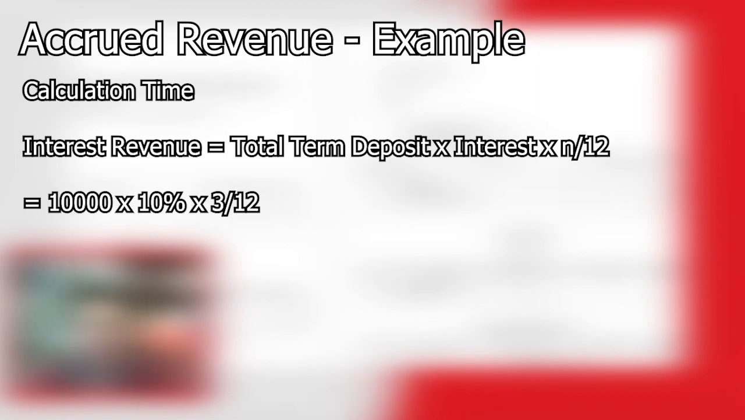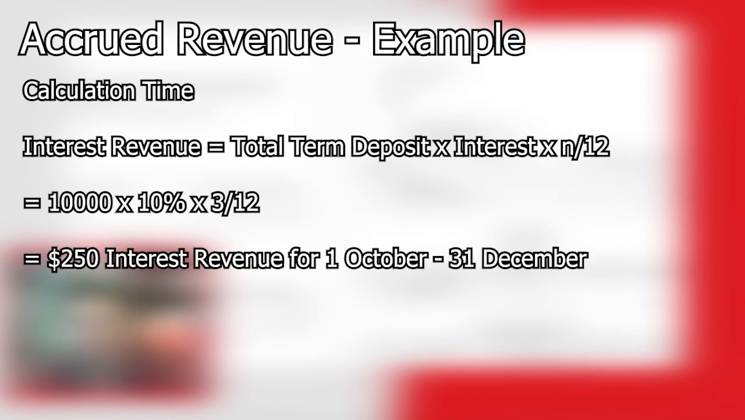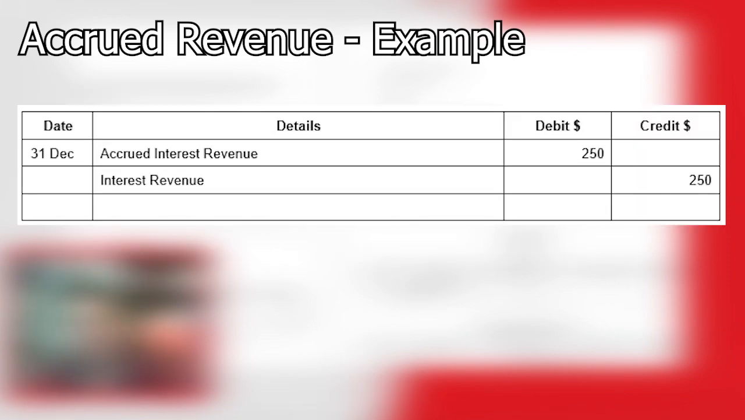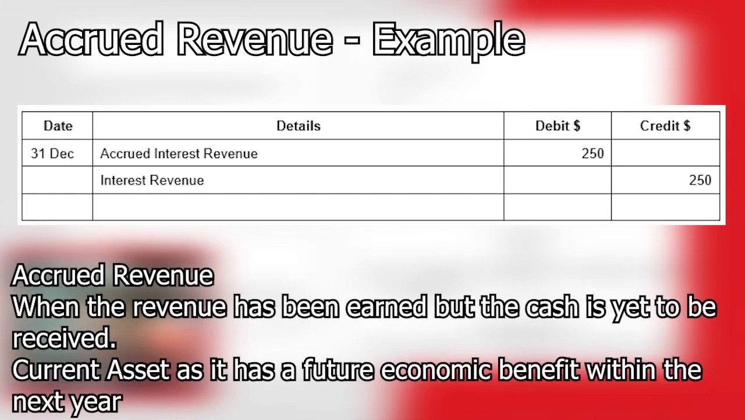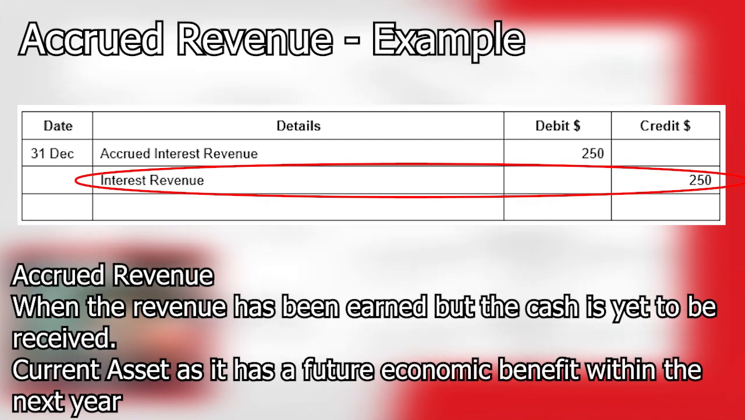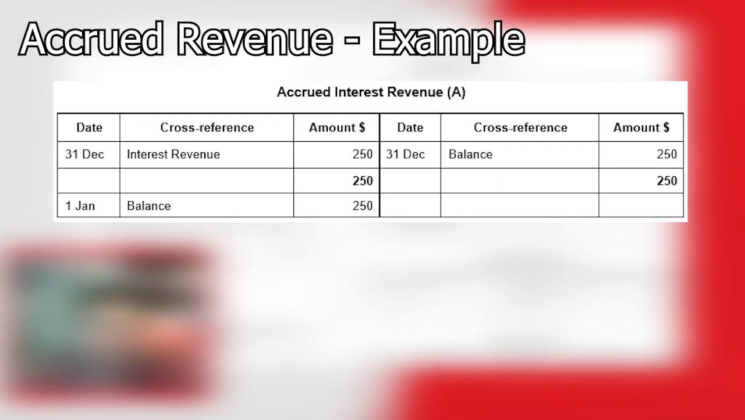And that total amount is $250. And if we were to look at the general journal, we can see accrued interest revenue. This time it's an asset because we have a future economic benefit, is a debit of $250. Meanwhile, interest revenue, which we have earned, is also $250.